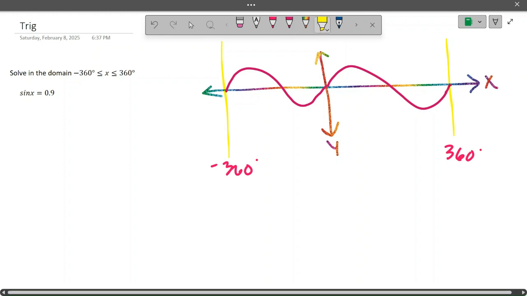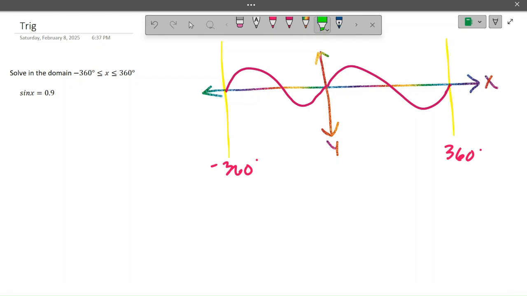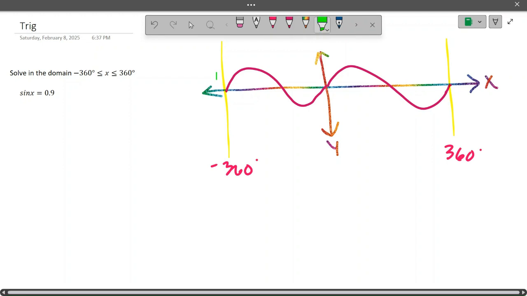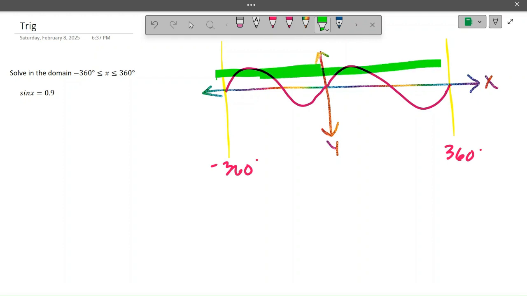I'm going to draw that line, and I think it's really close to 1. Okay. Perhaps that highlighter's too thick, but it's somewhere there. So what I do know is I have one, two, three, four values. So I should be getting 4 solutions out. So let's go ahead and start by taking the arc sine or the inverse sine of both sides. When I do that, I get x equals the arc sine of 0.9.